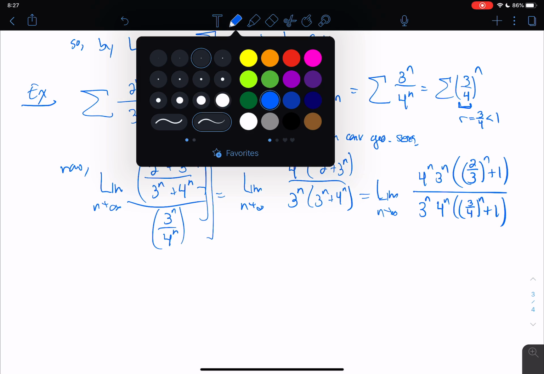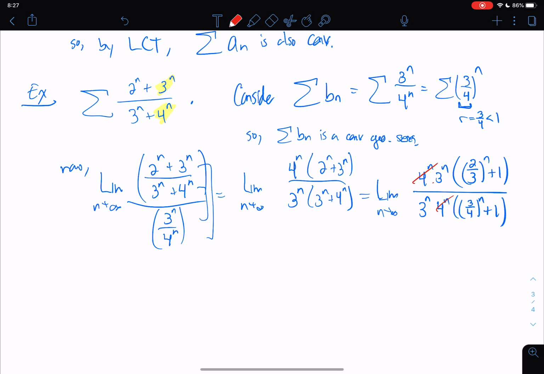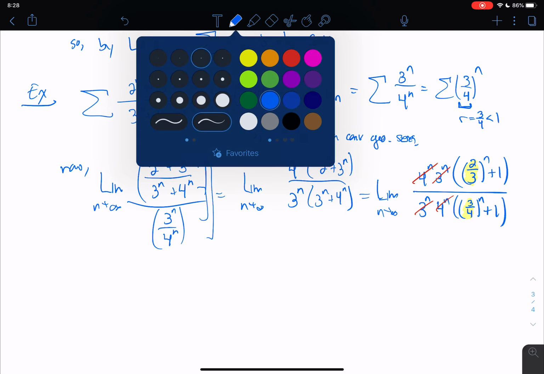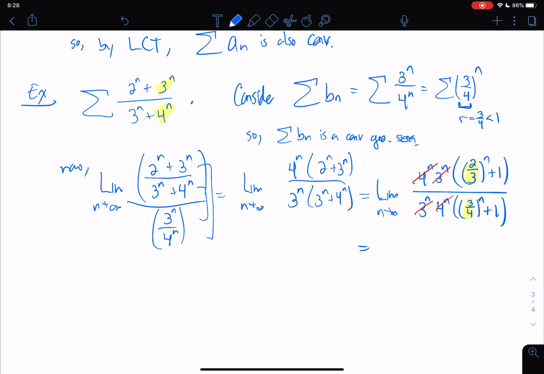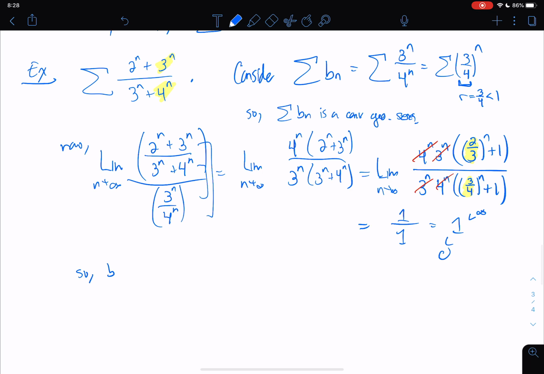And now what we witness is that the 4 to the n's cancel, the 3 to the n's cancel, and since each of these objects raised to the n is less than 1, the limits as n goes to infinity of these items is going to be 0, which means the overall limit is going to be equal to simply 1/1, which is 1, which is both non-zero and finite. So, by the limit comparison test, the series 2 to the n plus 3 to the n over 3 to the n plus 4 to the n is also convergent.